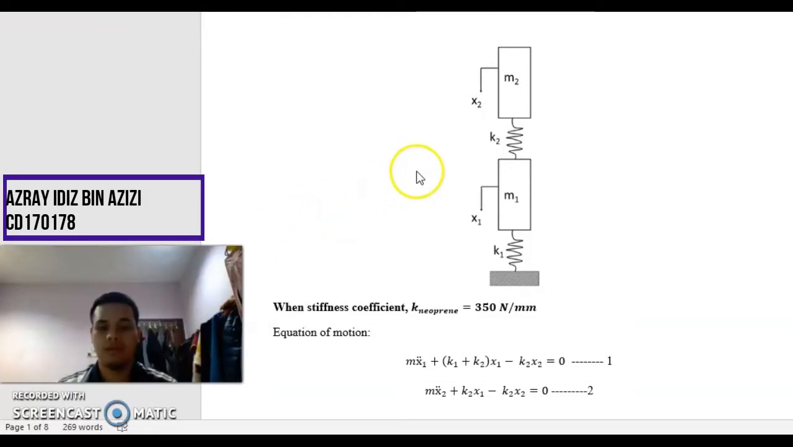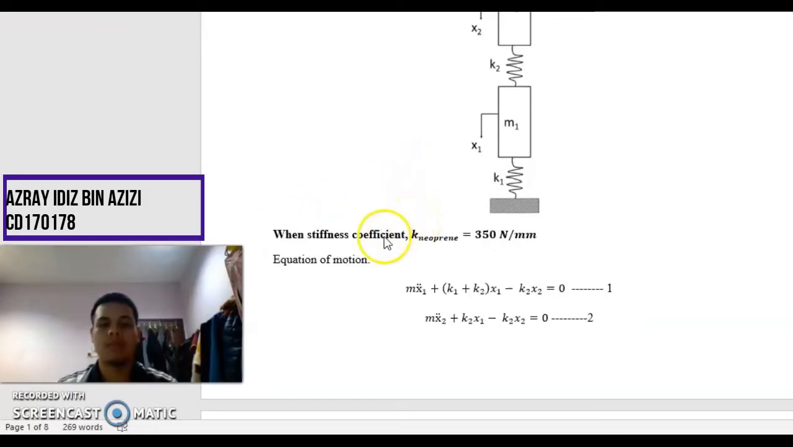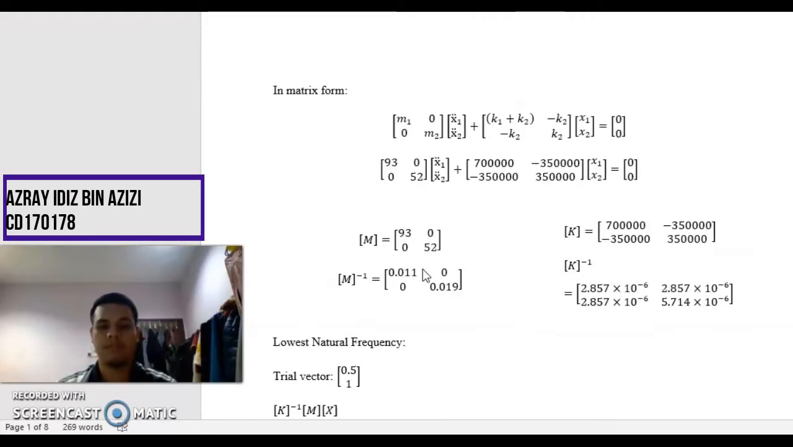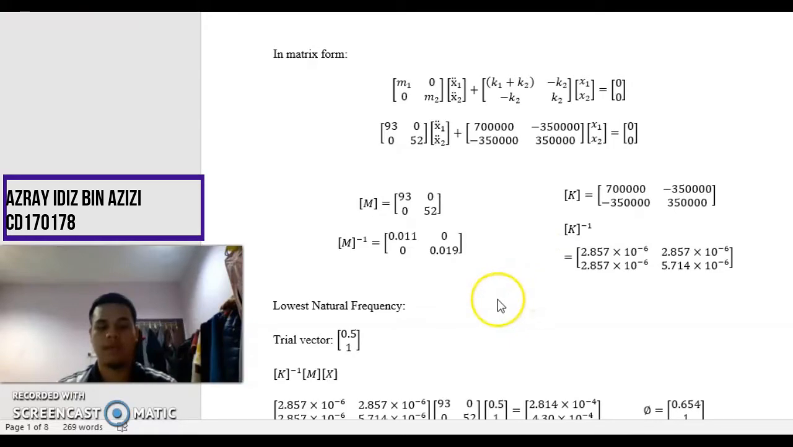This is the figure of the system. Now I will start with the stiffness of the neoprene, which is 350 Newton per mm. And this is the equation of motion of the system. Before I start with the lowest natural frequency, I need to inverse the value of K and multiply with M and X. I use the trial vector, which is 0.5 and 1.